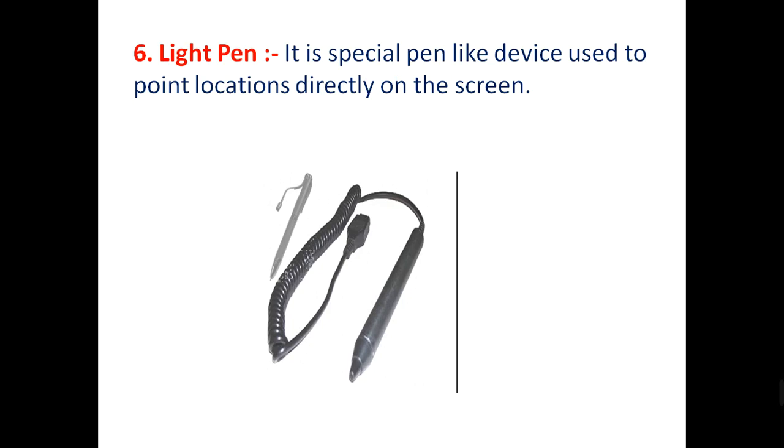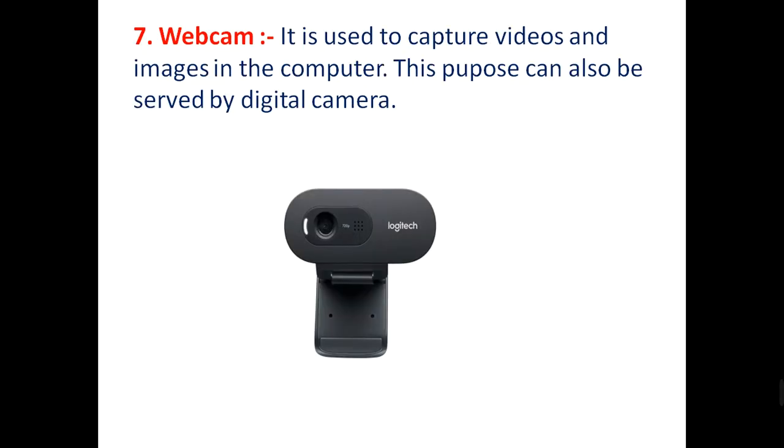Next is light pen. So it is a special type of pen which can be used to point different locations on the screen. We can use it to directly write on the screen using the light pen. Next is webcam. So webcam is used to capture videos or images in the computer. So we generally use this device while video conferencing or video chatting with another person.